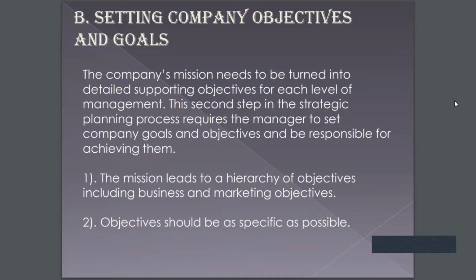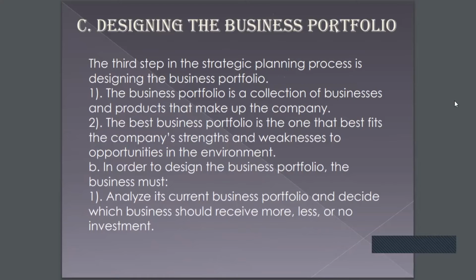The company mission needs to be turned into detailed supporting objectives for each level of management. This second step in the strategic planning process requires the manager to set the company's goals and objectives and be responsible for achieving them. The mission leads to a hierarchy of objectives, including business and marketing objectives. Objectives should be as specific as possible. C. Designing the business portfolio.